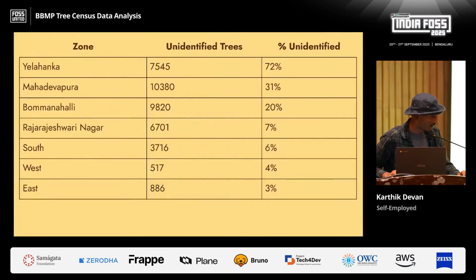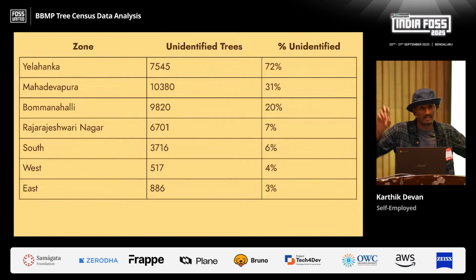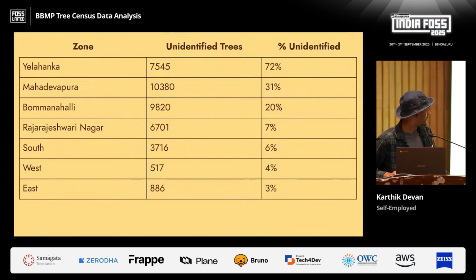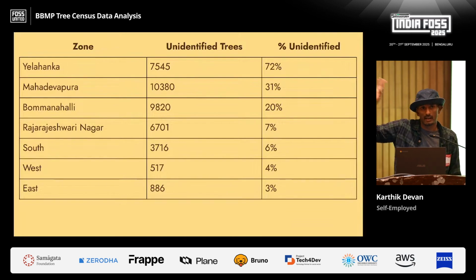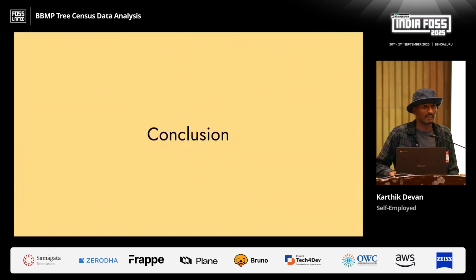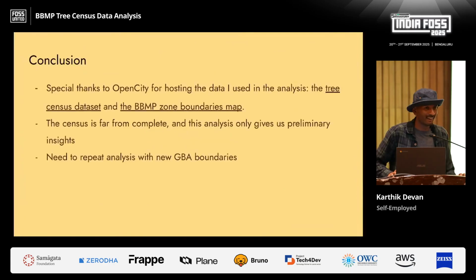And yeah, coming to the unidentified trees, or the others, which wards had the most other trees? I think Yalanka tops the list with 72% of the trees being unidentified, and Mahadevpura is again 31%. That's where all the IT stuff is. Sorry guys, but yeah, I think all the others are decently okay.